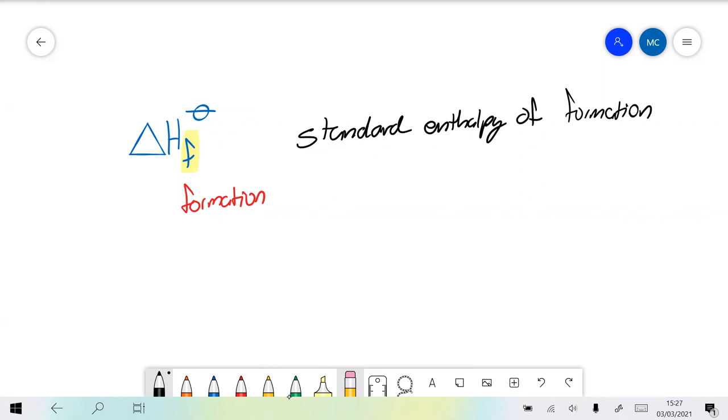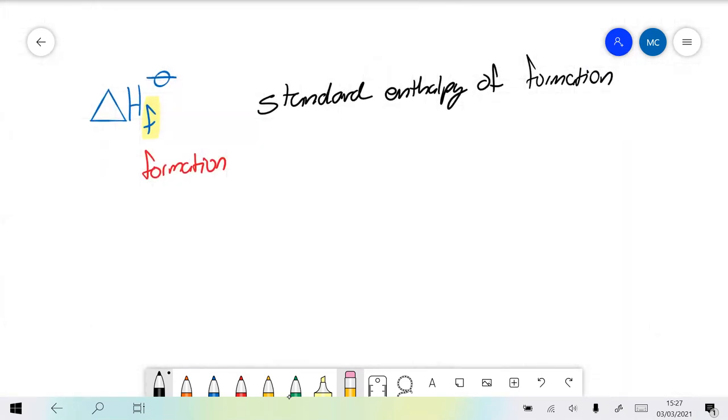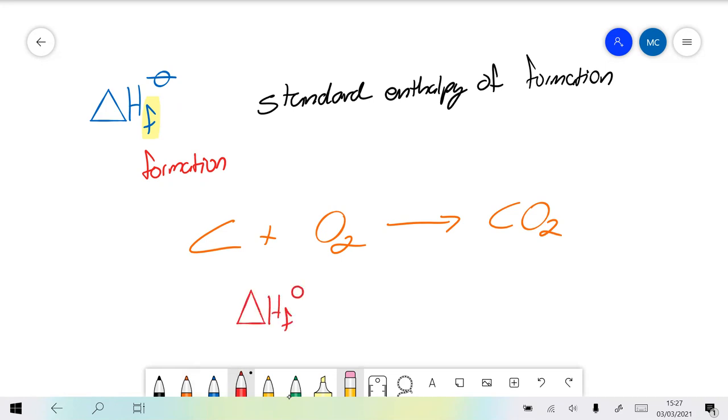So, what does this mean and what is it? This is a situation where you are going to be forming one mole of compound from its elements. So, let's speak about CO2 again. Carbon plus O2 gives CO2. And this reaction is true for the enthalpy of formation of CO2, because CO2 is produced from carbon and oxygen.